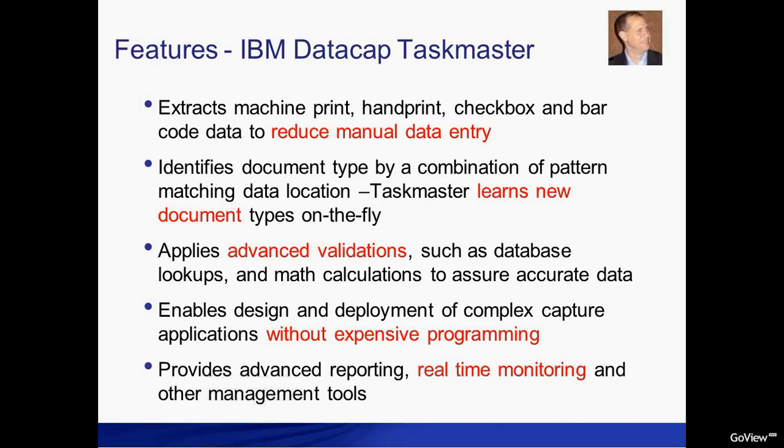Some key features of Datacap Taskmaster are that it extracts machine print, hand print, checkboxes, and barcode data to reduce or eliminate manual data entry. It'll identify document types by a combination of pattern matching and data location, and it automatically learns these new document types on the fly. So when an end user might classify a document type and tell it where to find information on a document, the system will automatically remember that and store that in its library so that the next time that document comes across its system, it will automatically process that data.